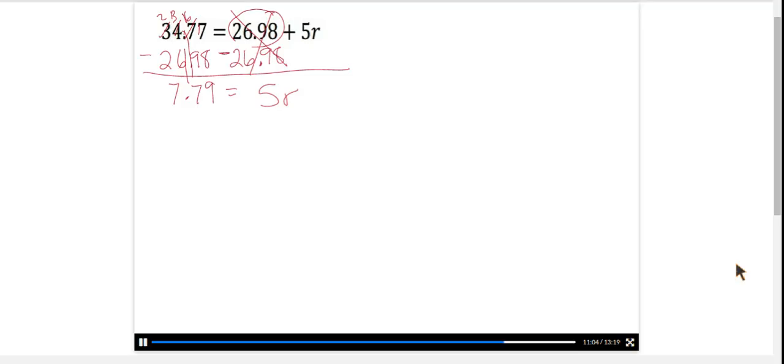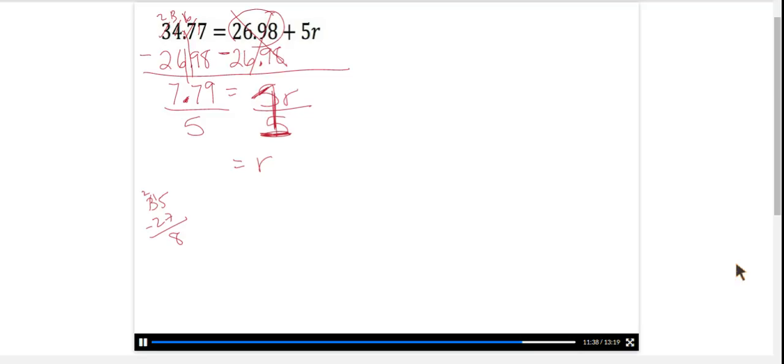And I can think about, well, $34.77 is close to $35, and 26 is close to $27. And if I do that math, I get $8, and 7.79 is close to $8. So I know I did my math right, because that was a lot of borrowing. All right, so now I have 5 times some number gives me 7.79. I can divide both sides by 5. Okay, so this gives me that coefficient of 1, so I have an r.